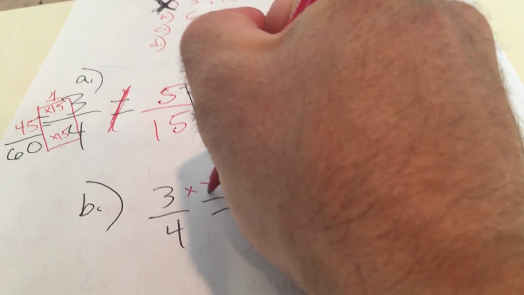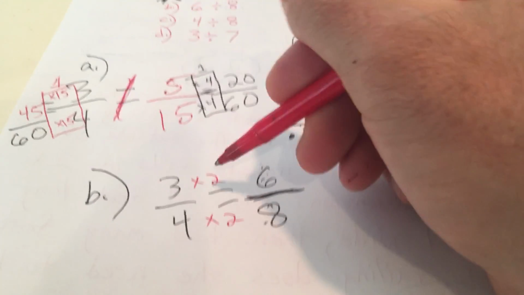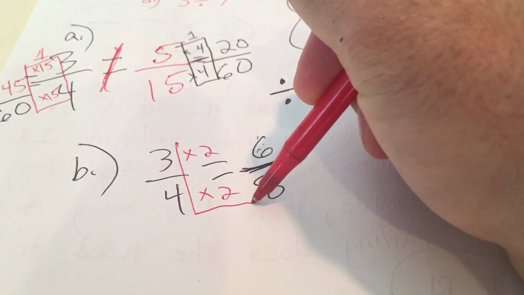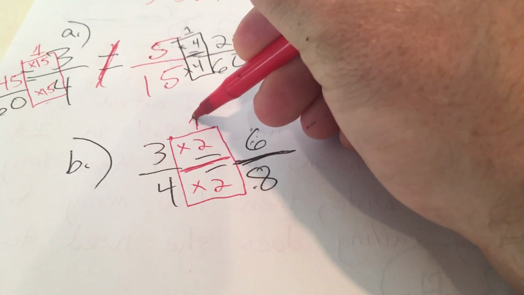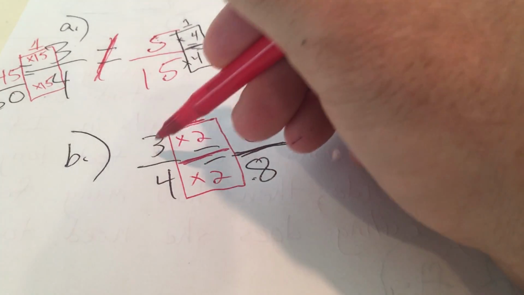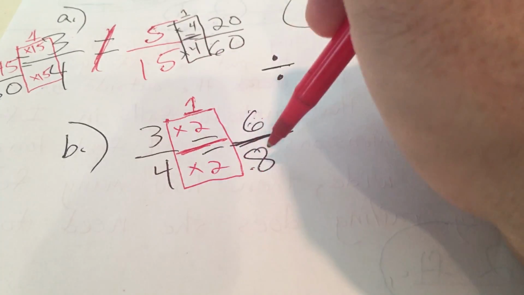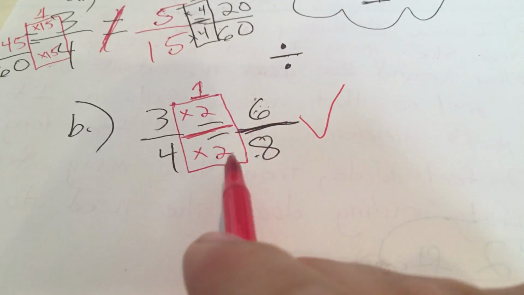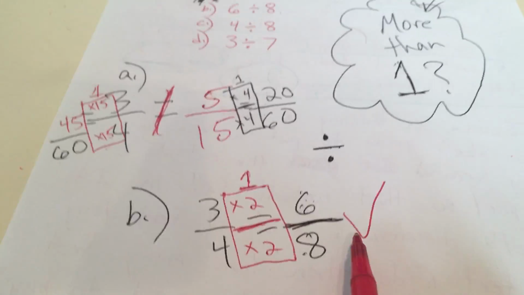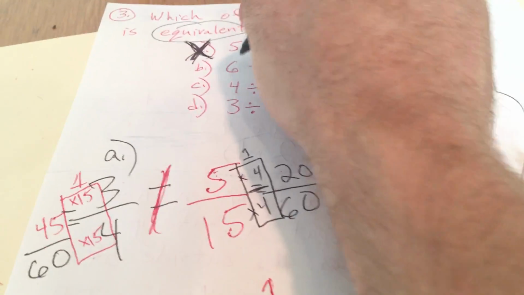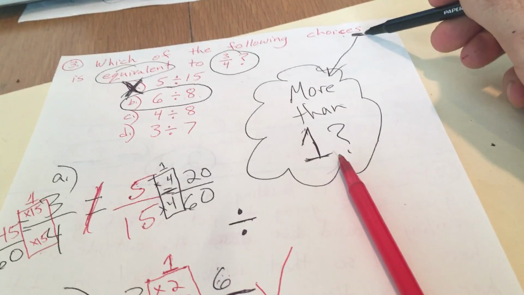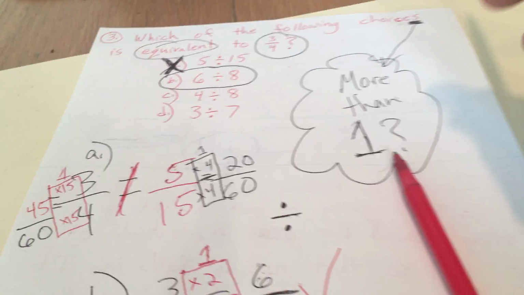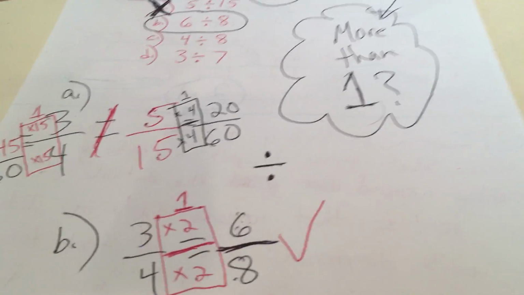So 3 times 2 is 6, and 4 times 2 is 8. So since we multiplied 3/4 times 2 halves, and 2 halves is equivalent to 1, that means we made an equivalent fraction. 3 times 2 is 6, 4 times 2 is 8. Those are equal. Those are equivalent. So B is correct. But again, this wording kind of shows me that this might have more than one answer. I'm not sure. So I'm going to continue with C.